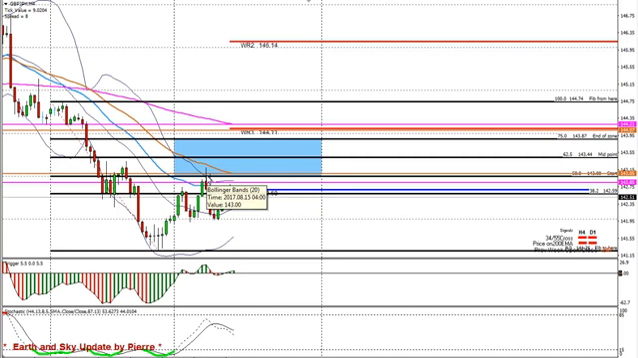Now we already burned there at this level here, the 50% FIB earlier in the week. If we for some reason do break to the upside, keep your eyes on 144.11. We have a weekly pivot point there. There's a 55 EMA. There's also a 200 EMA coming down for shorts then again.